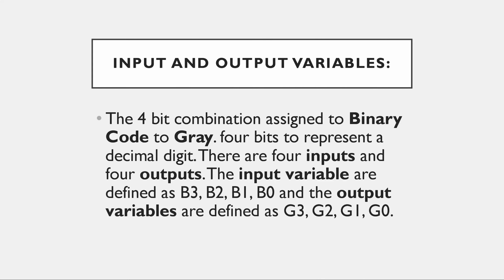Input and output variables. The 4-bit combination assigned to binary code will create 4 bits to represent a decimal digit. There are 4 inputs and 4 outputs. The input variables are defined as B3, B2, B1 and B0, and the output variables are defined as G3, G2, G1 and G0. Here's the truth table.